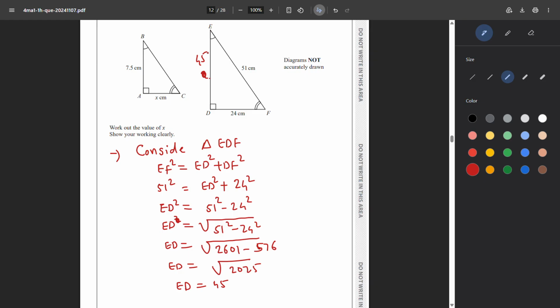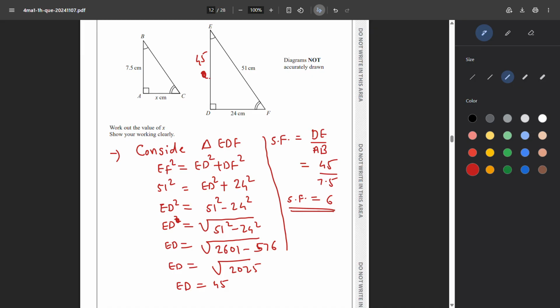So initially we have to find the value of ED first. Now what I am doing, I am finding the scale factor. I am considering two triangles, so the scale factor is equal to DE upon AB. So the scale factor will be DE, we have just found 45, upon AB we have 7.5, right? So the scale factor will be 6.